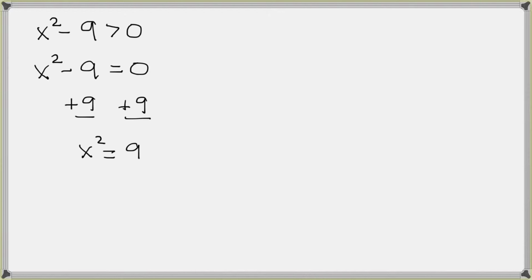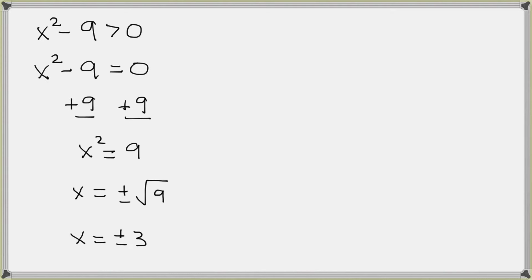and use the square root property. That is, if x squared is equal to 9, then x has to be equal to plus or minus the square root of 9. And of course we can simplify the square root of 9 to 3. So we wind up with two solutions to this quadratic equation. We have x equals 3 and x equals negative 3.